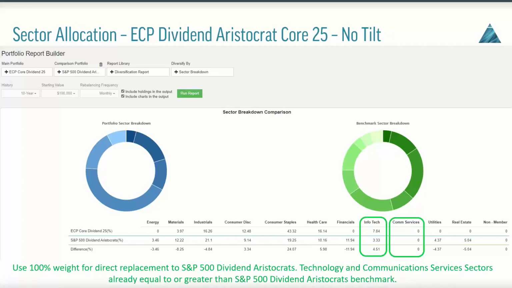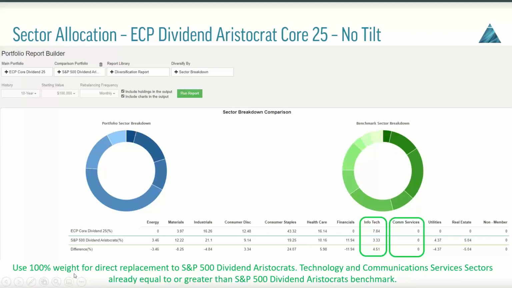Wanted to spend just a few minutes here on the sector allocation. This is the ECP Dividend Aristocrat Core 25 with no tilts. I'm not showing any tilts because I want to make everything relative to the S&P 500 Dividend Aristocrat portfolio in core. So core to core, it's just going to be a lot more beneficial to look at the charts this way because there are so many different combinations of tilt strategies when you're looking at this particular strategy. So we're just going to keep it all apples to apples.